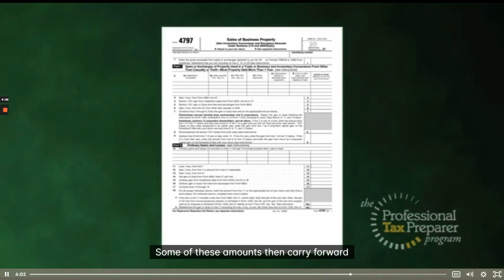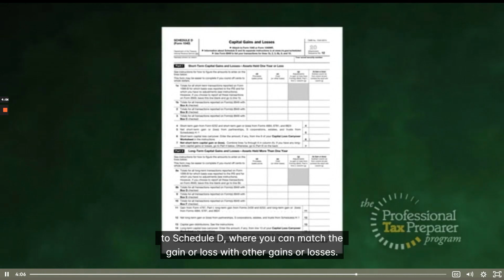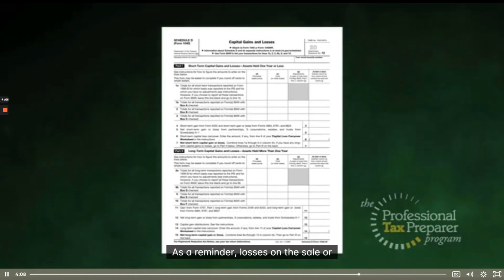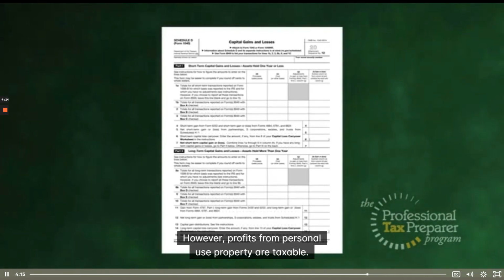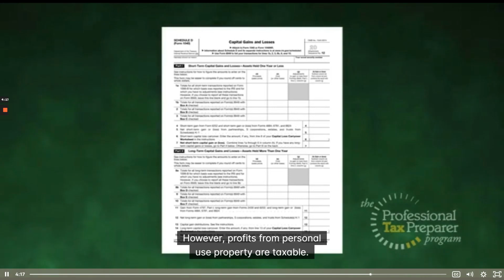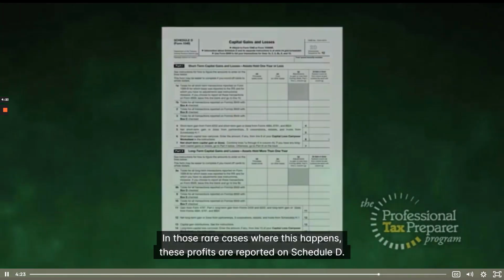Some of these amounts then carry forward to Schedule D, where you can match the gain or loss with other gains or losses. As a reminder, losses on the sale or disposal of personal use property are not deductible. However, profits from personal use property are taxable. In those rare cases where this happens, these profits are reported on Schedule D.